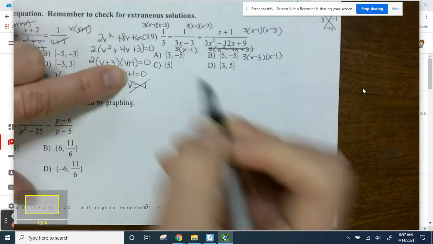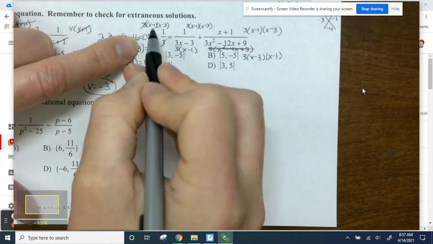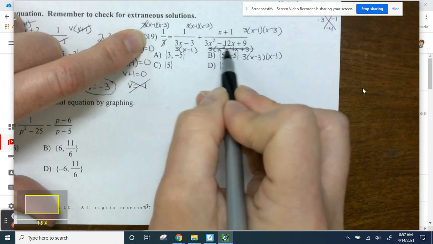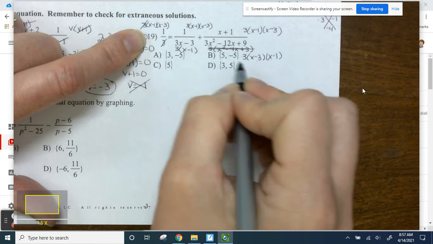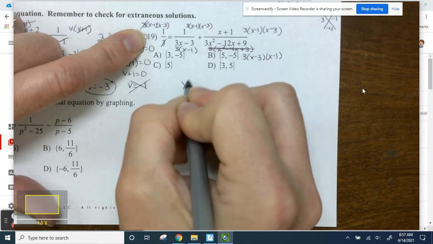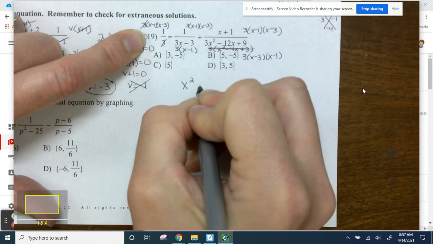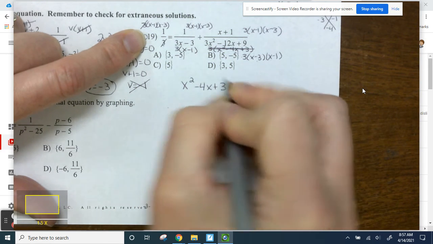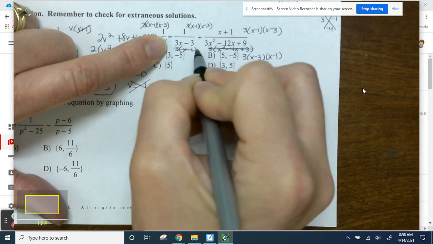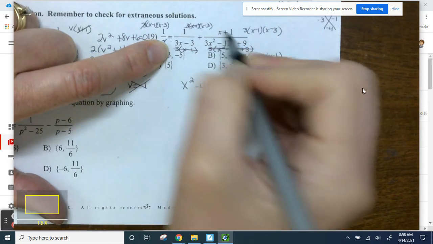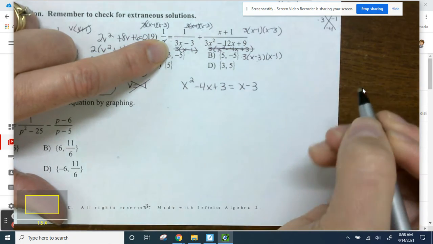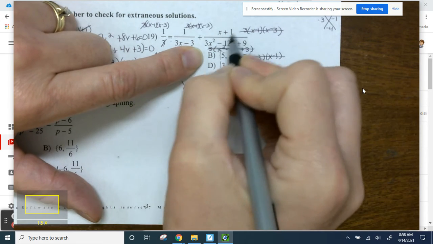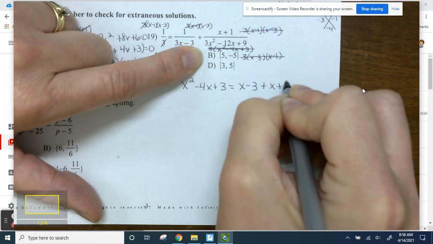Okay? All right. These 3's are going to cancel. So here, this is x minus 1 times x minus 3. Well, I know what that is because I just factored that. X minus 1 times x minus 3 is x squared minus 4x plus 3. Okay? Equals. All right, this time, those cancel. So we're just left with x minus 3. And then in this one, all of that cancels. So we're just left with plus x plus 1.